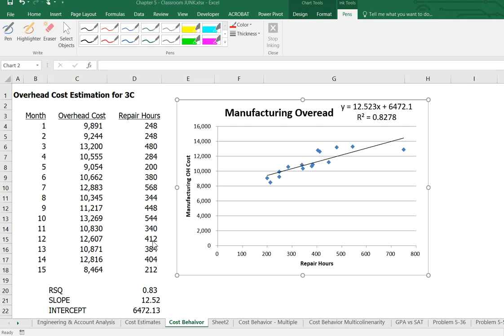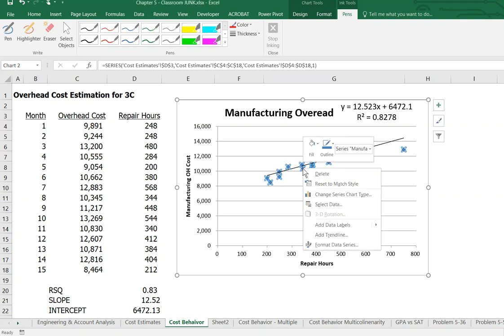Let's do a quick recap. Again, we were trying to estimate overhead cost based on repair hours, and we gathered our data, 15 months worth of data. First thing we did was we plotted it using a scatter graph. Then we right-clicked on one of the data points, and we could add a trend line. And in adding that trend line, we could specify that we wanted to include the equation and the R-square on the chart.